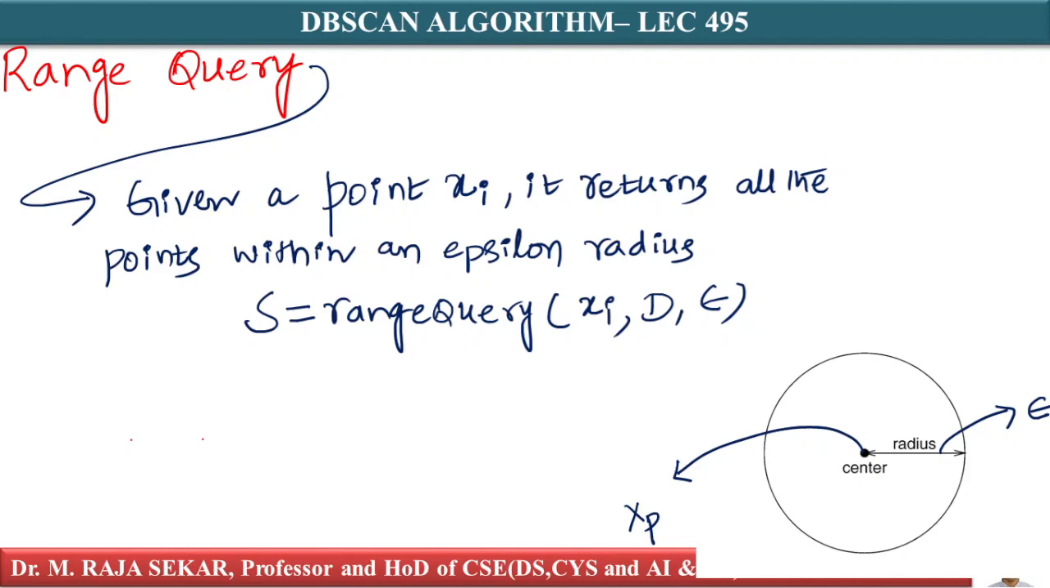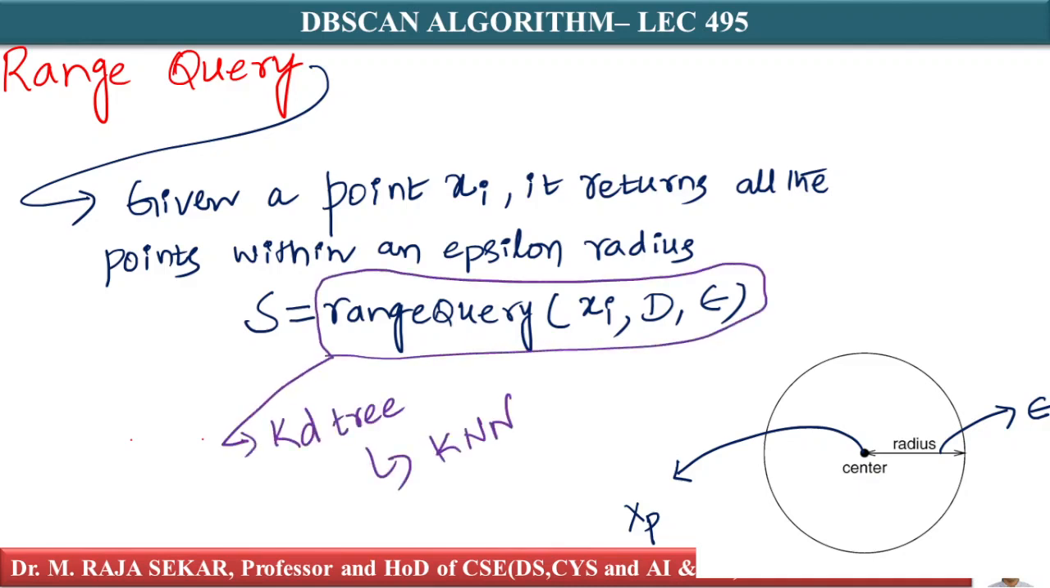This range query is typically implemented using data structures like KD tree, isn't it? For those of you who have forgotten what a KD tree is, we learned KD tree when we learned KNN. We also learned data structures like octree, which are variations of KD tree. To enable these range queries very efficiently, you can make use of this particular data structure. So the KD tree that we learned in KNN is also used in the DBSCAN algorithm.